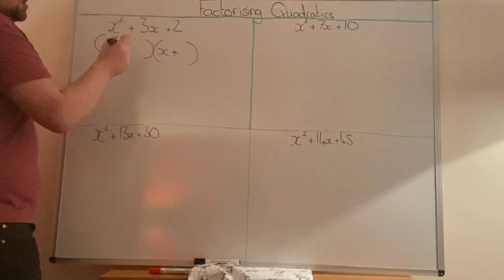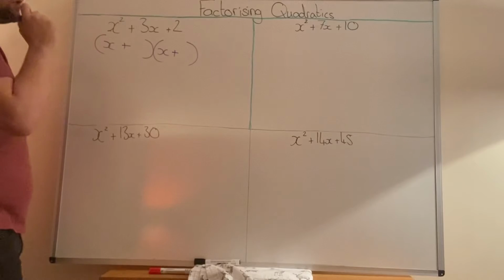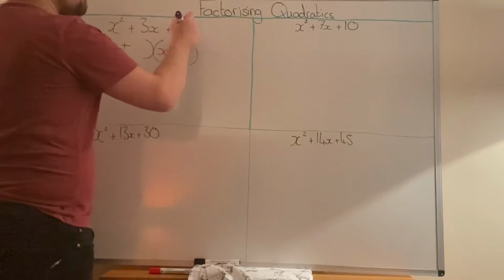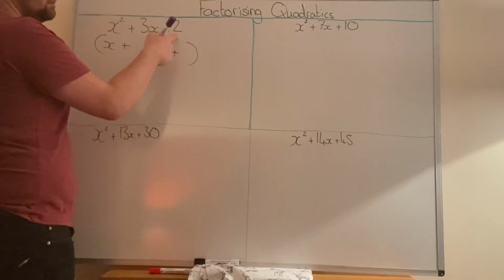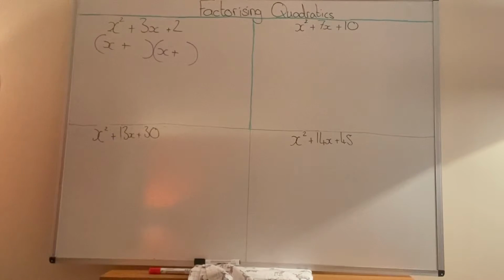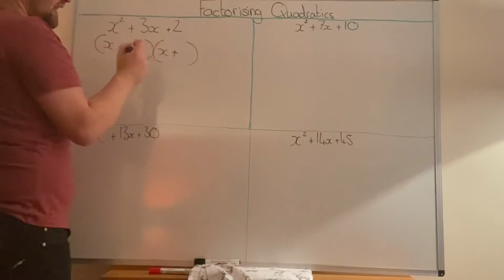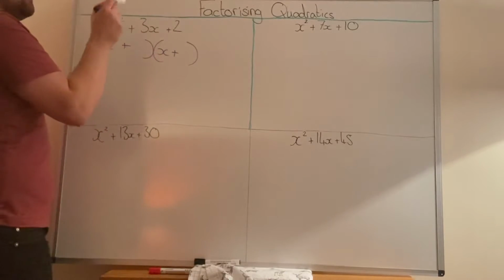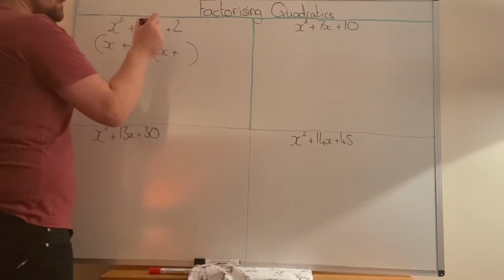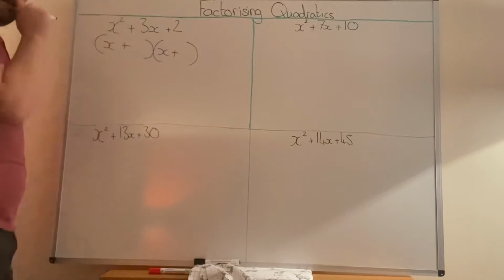We need two numbers here. One to go in this bracket, one to go in this bracket. Now the two numbers multiply to make the end one, and they add to make the middle one. So just to remind you, the two numbers that are missing here in the brackets multiply to make the end number, and they add to make the middle number.